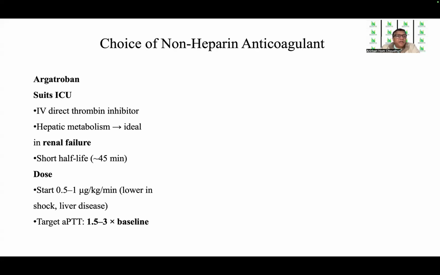Regarding the choice of non-heparin anticoagulant, argatroban suits mostly the patients who are in the ICU, which is an IV direct thrombin inhibitor. Hepatic metabolism is there, for which it is ideal in renal failure, and it has a short half-life of around 45 minutes. The dose is to start at 0.5 to 1 mcg per kg per minute, slower in shock and liver disease, and the target APTT should be 1.5 to 3 times the baseline values.